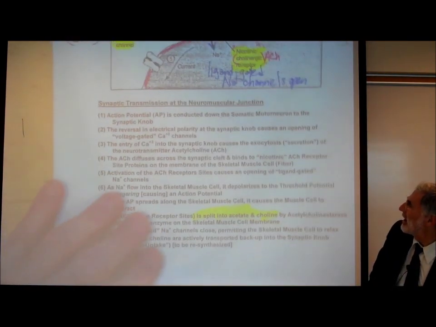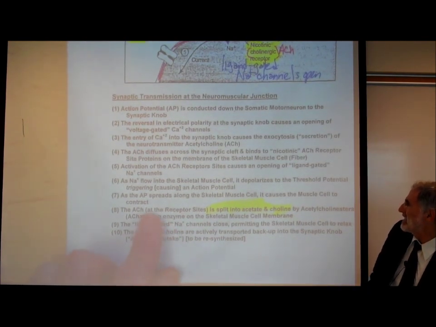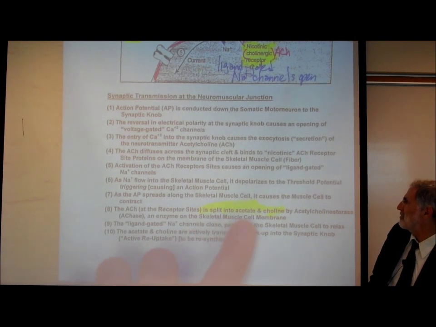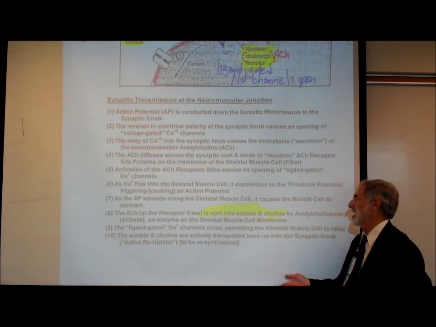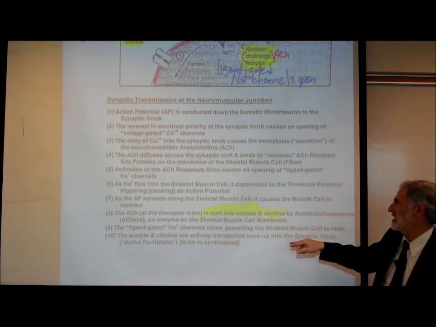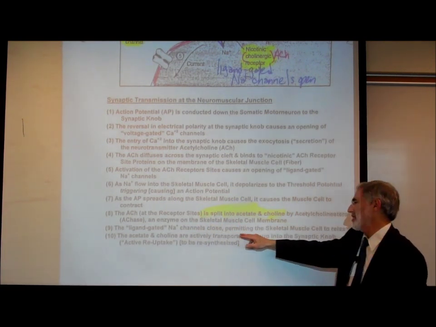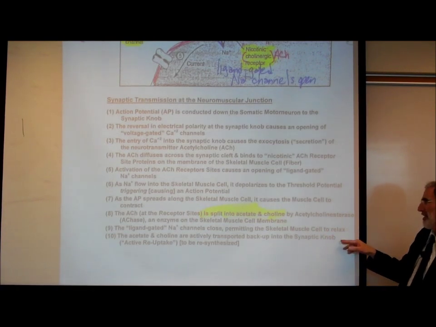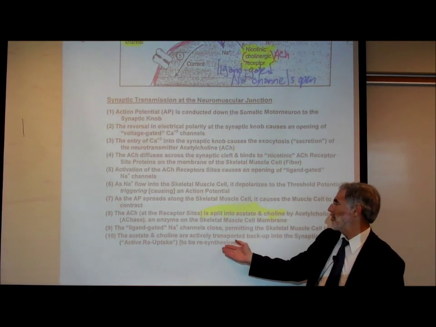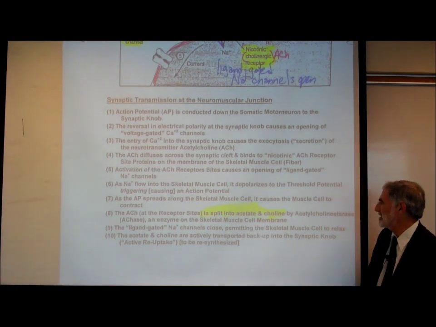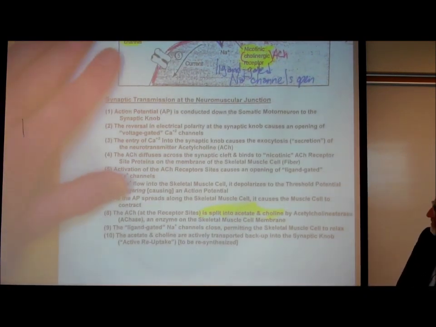Let's see. Down here, number eight, the acetylcholine at the receptor sites is split into acetate and choline. Sometimes they call it acetic acid or acetate, and choline by the acetylcholinesterase, an enzyme on the skeletal muscle cell membrane. The ligand-gated sodium channels close, permitting the skeletal muscle cell to relax. And then we wrote that the acetate and choline are actively transported back into the synaptic knob, and that's known as active reuptake. You'd say, where's that?